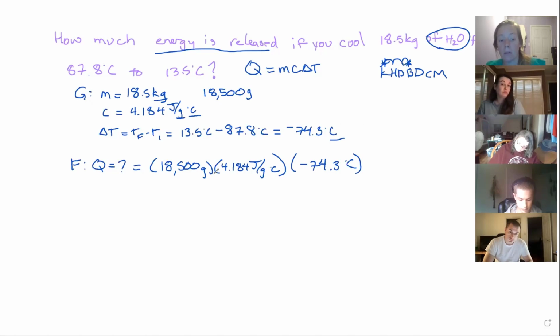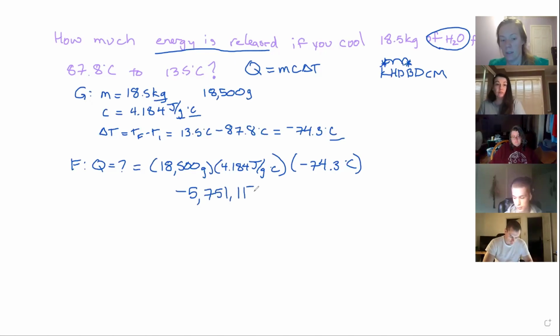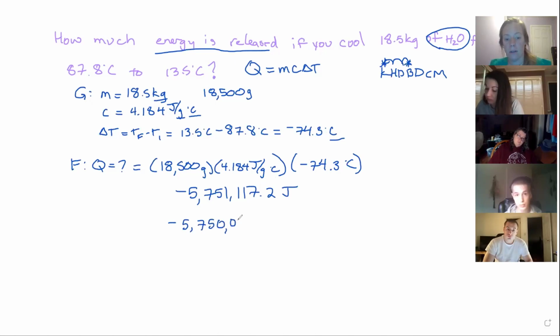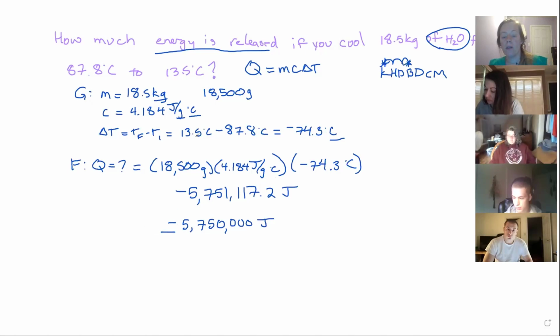And we end up with a big number. Well, a big negative number. Negative 5,751,117.2. The units on this is joules. We want to round to 3 sig figs, right? 1, 2, 3 sig figs. So negative 5,750,000 joules. The negative infers that the energy is being released or given off.